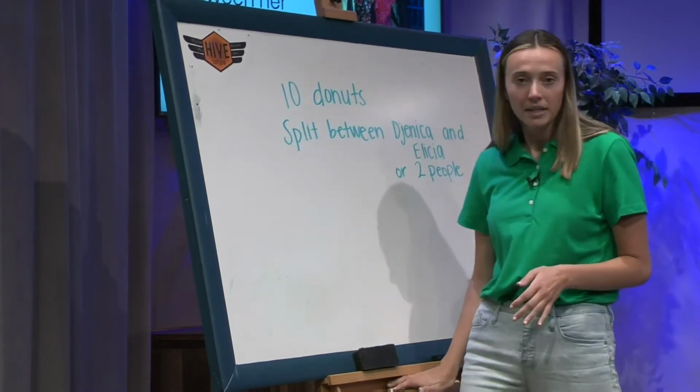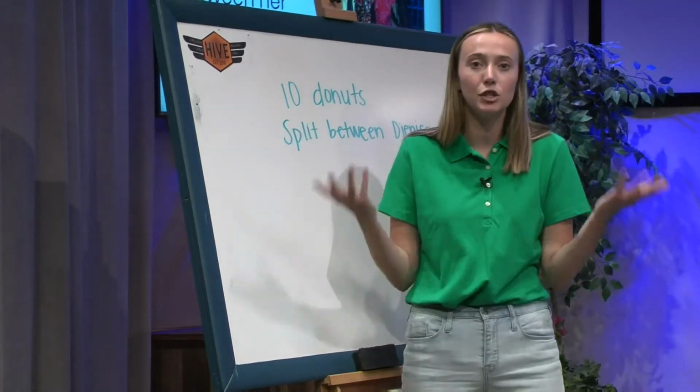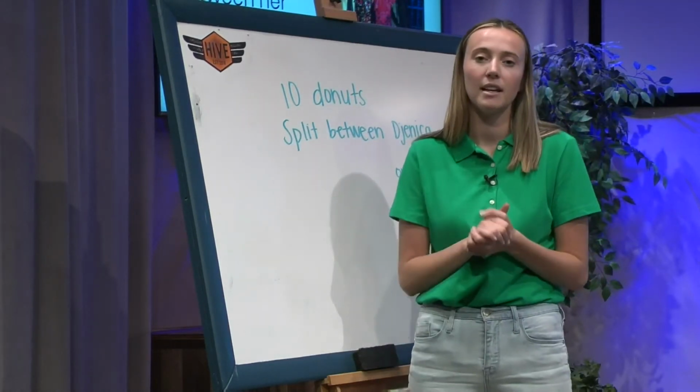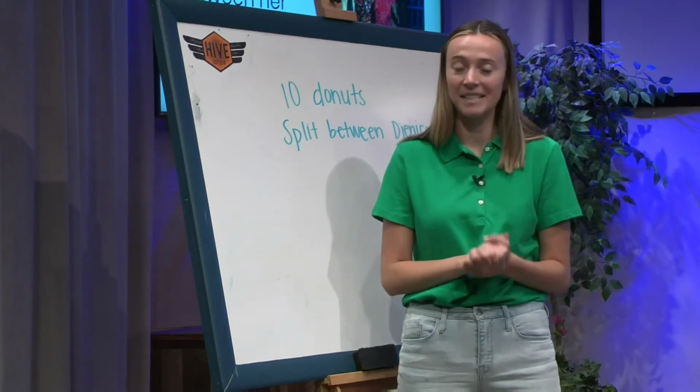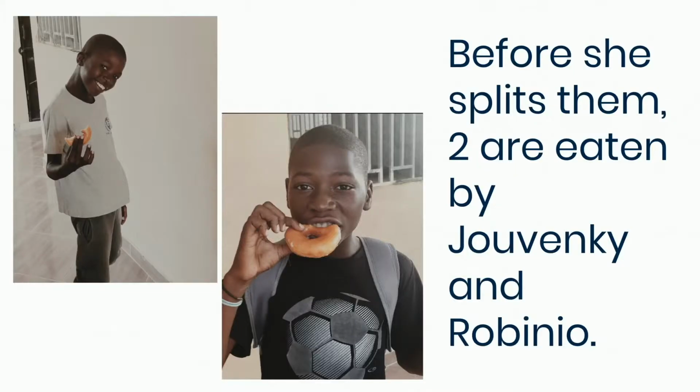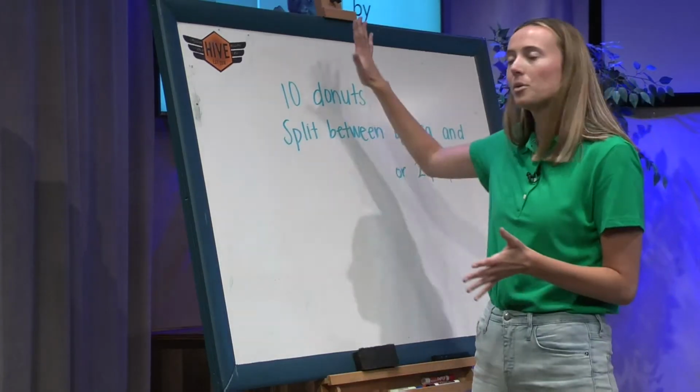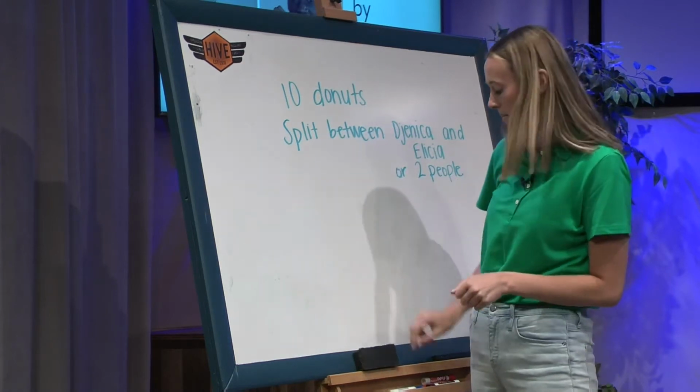So Jenica is so excited because she gets to split these donuts with her friend Alicia. But then something happens. Let's slide and see what happens next. Then Juvinky and Robinho see the donuts when Jenica's off playing, and they think, those look tasty. So both of them take 1 donut each. So Juvinky takes a donut for himself, and Robinho takes a donut for himself. Let's write that down just so we have it all out on the board.